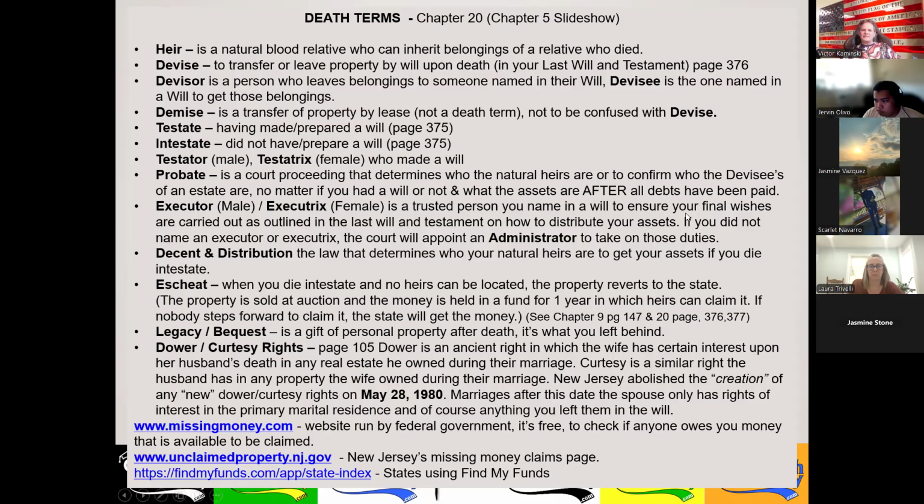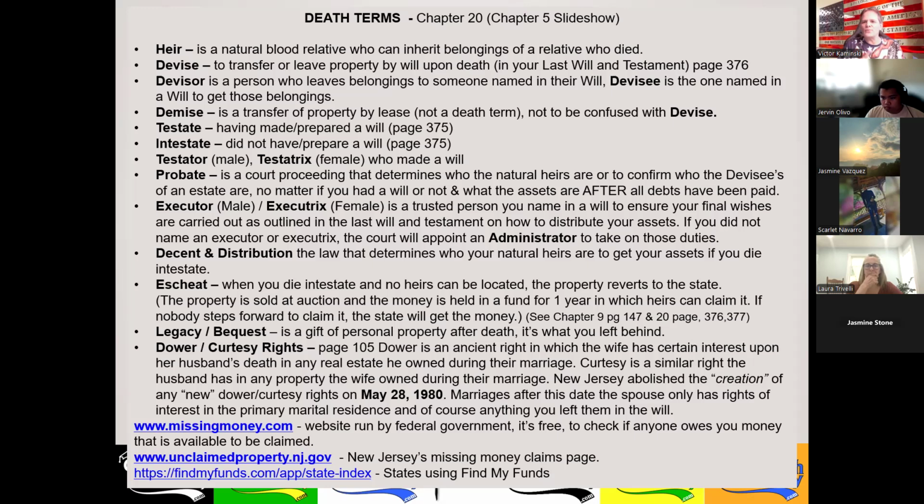Now, demise. Yeah, I know this is like old world stuff. It's like real medieval times kind of laws and rules, but hey, nothing has changed over the centuries. This is the way we transfer things. Now, demise. Oh, sounds like death, doesn't it? Oh, you finally met your demise. Actually, demise is not a death term. It's a transfer of property by lease.